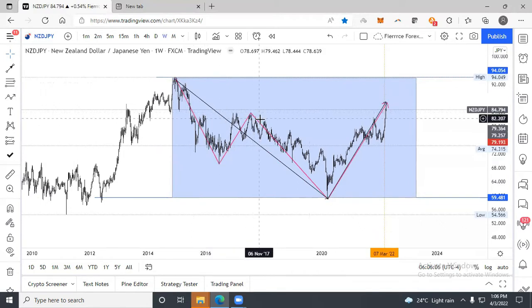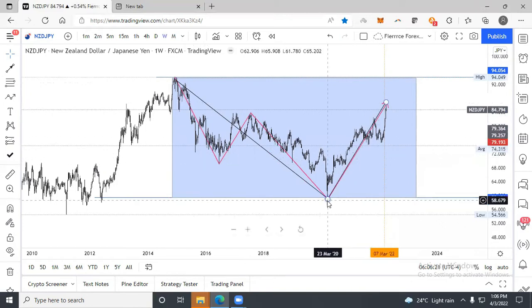These were relatively equal. Then we formed another lower high, lower high, lower high. And then this was in December 2019. And then a year later, we kind of took out the 2019 high and began to push to the upside. So we then began to see higher highs, higher highs, higher highs, higher lows, higher lows, higher lows.